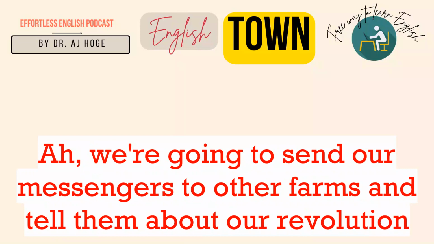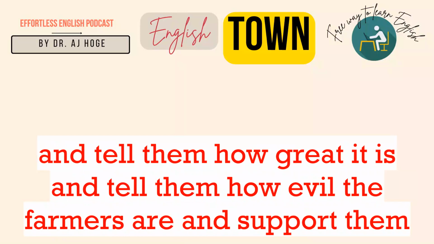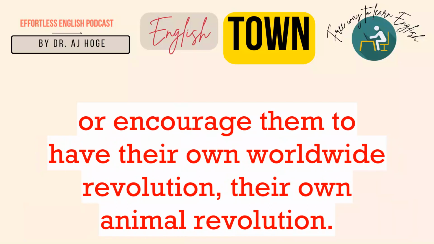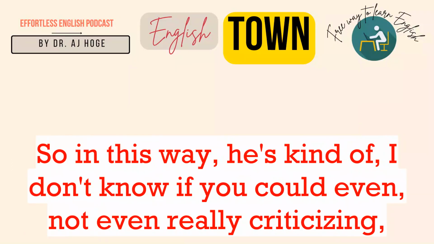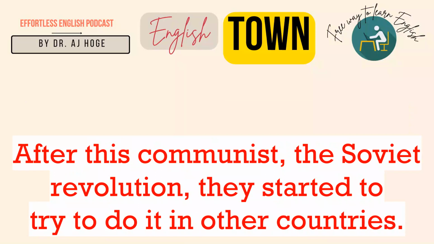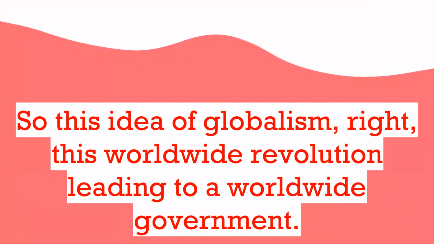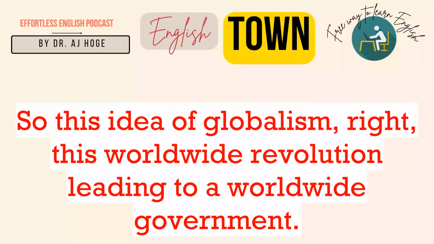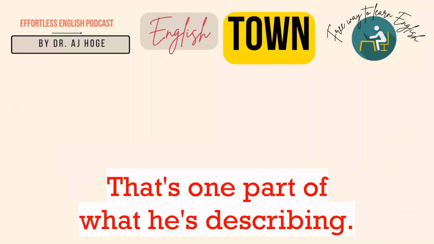We're going to send our messengers to other farms and tell them about our revolution and tell them how great it is and tell them how evil the farmers are and encourage them to have their own worldwide revolution, their own animal revolution. So in this way, I don't know if you could even say he's criticizing, he's more just describing what happened with communism, especially the Soviet Union. After the Soviet revolution, they started to try to do it in other countries. So this idea of globalism, this worldwide revolution leading to a worldwide government, that's one part of what he's describing.